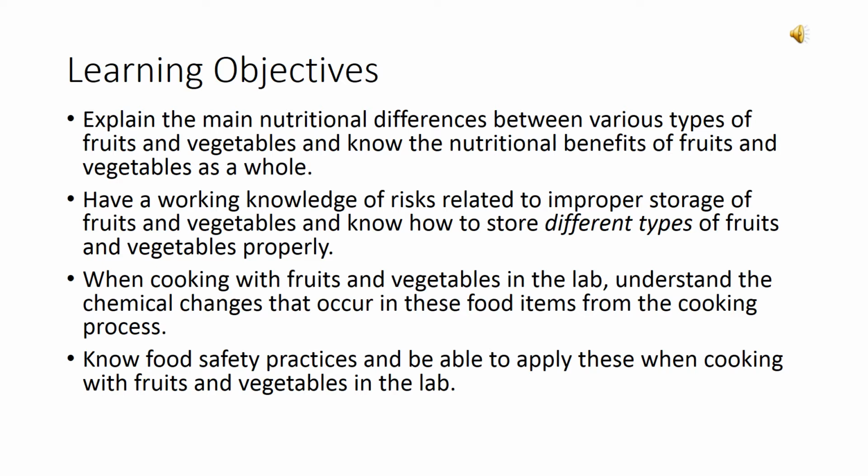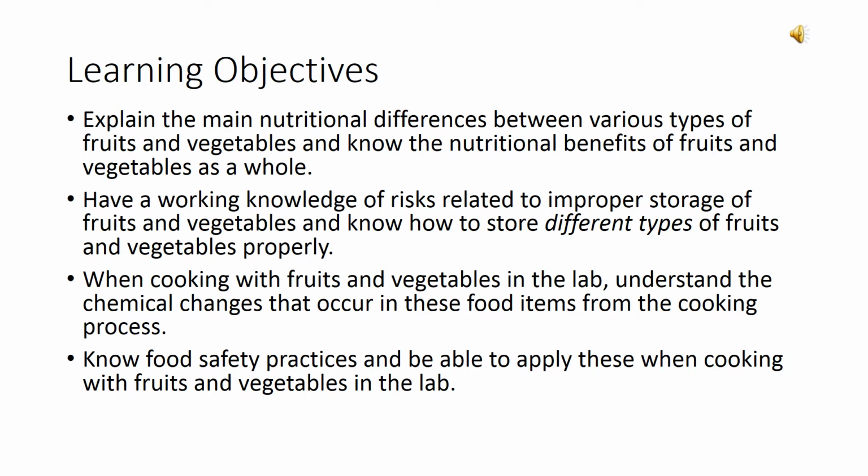In this chapter, we are looking at four major concepts related to fruits and vegetables. These are nutritional considerations, storage considerations, food safety and handling considerations, and then a review of what happens to fruits and vegetables when we cook and process them.